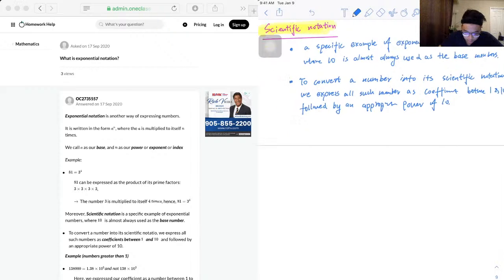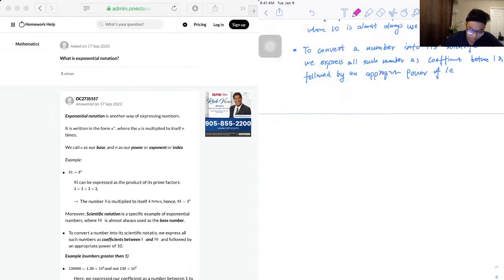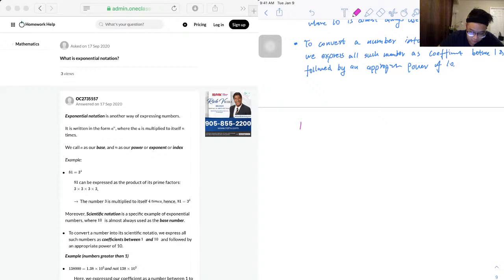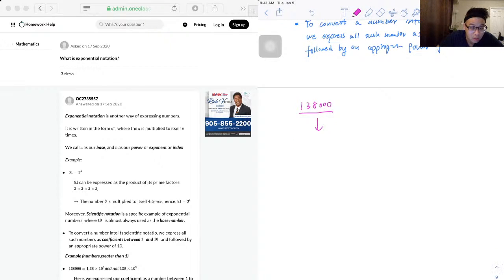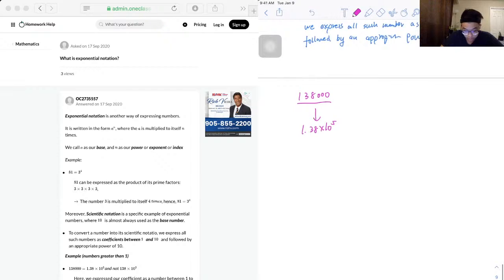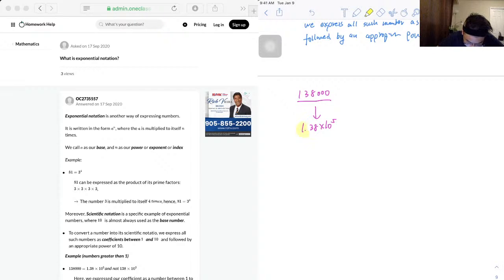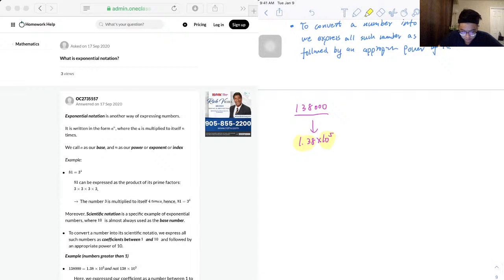Okay, so now if we have an integer 138,000, in scientific notation we can rewrite it as 1.38 times 10 to the exponent of 5. Right. And you can see for this part, 1.38 is between 1 and 10. And for the second part, it's just a proper power of 10.